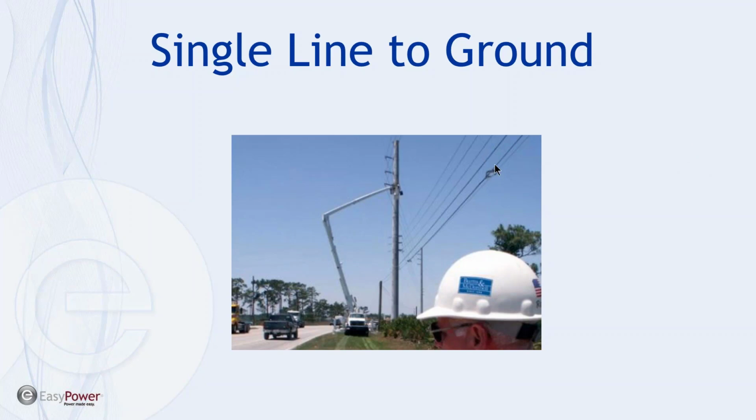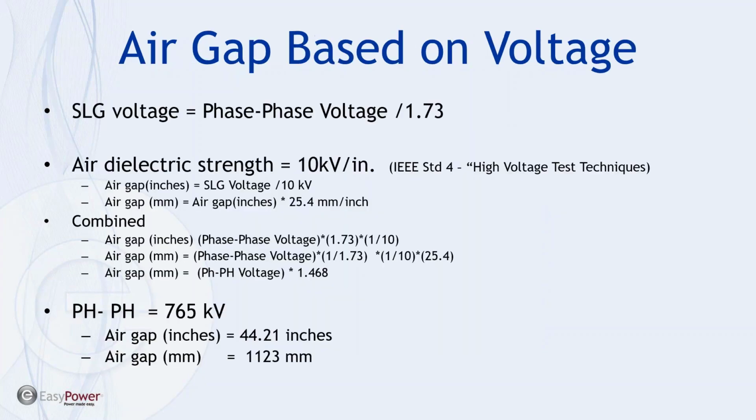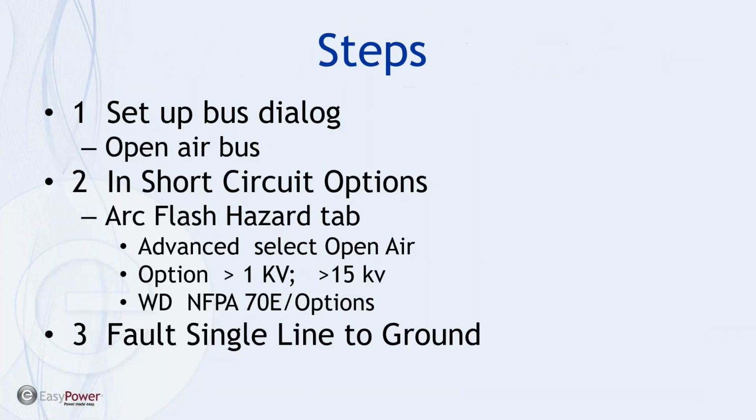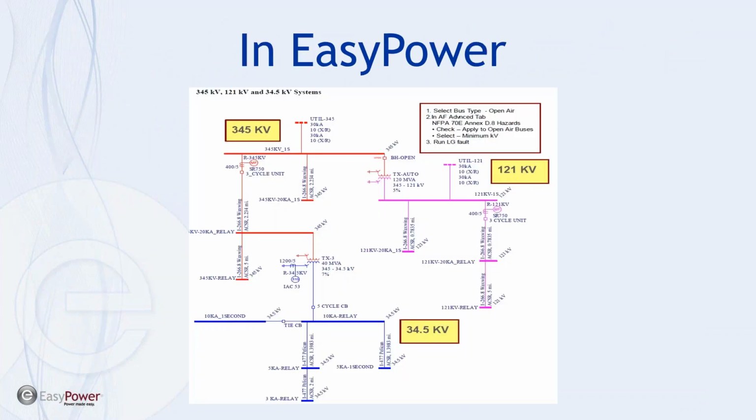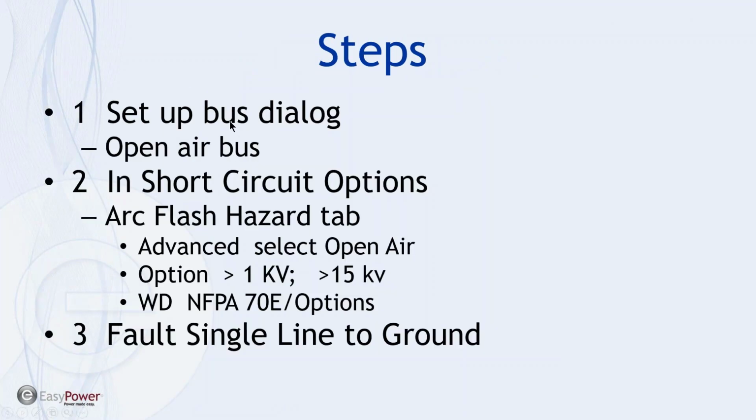Anybody that wants that exercise, I'd be happy to send it to you in a one-line folder diagram. Basically, all we have to do is set up the bus dialog, make sure we have it designated as open air, and then in our arc short circuit options, go to the advanced open air selection, choose what voltage we have, and then make sure we're applying a single line to ground fault.